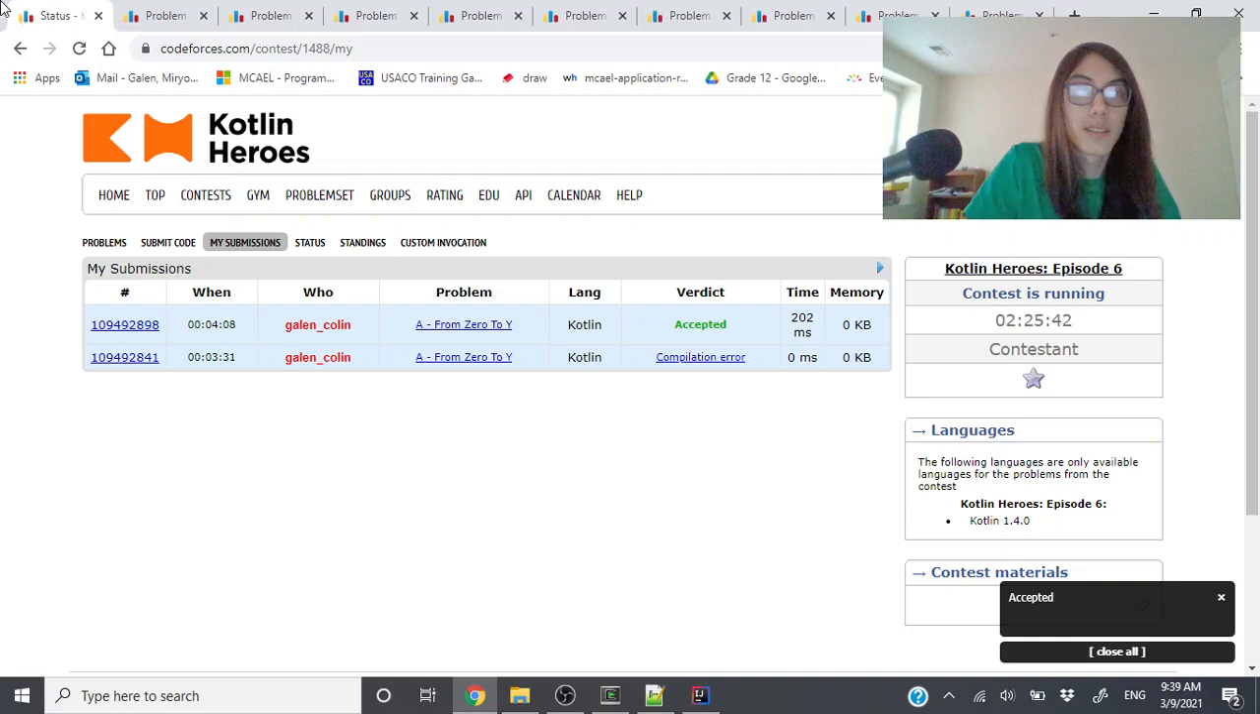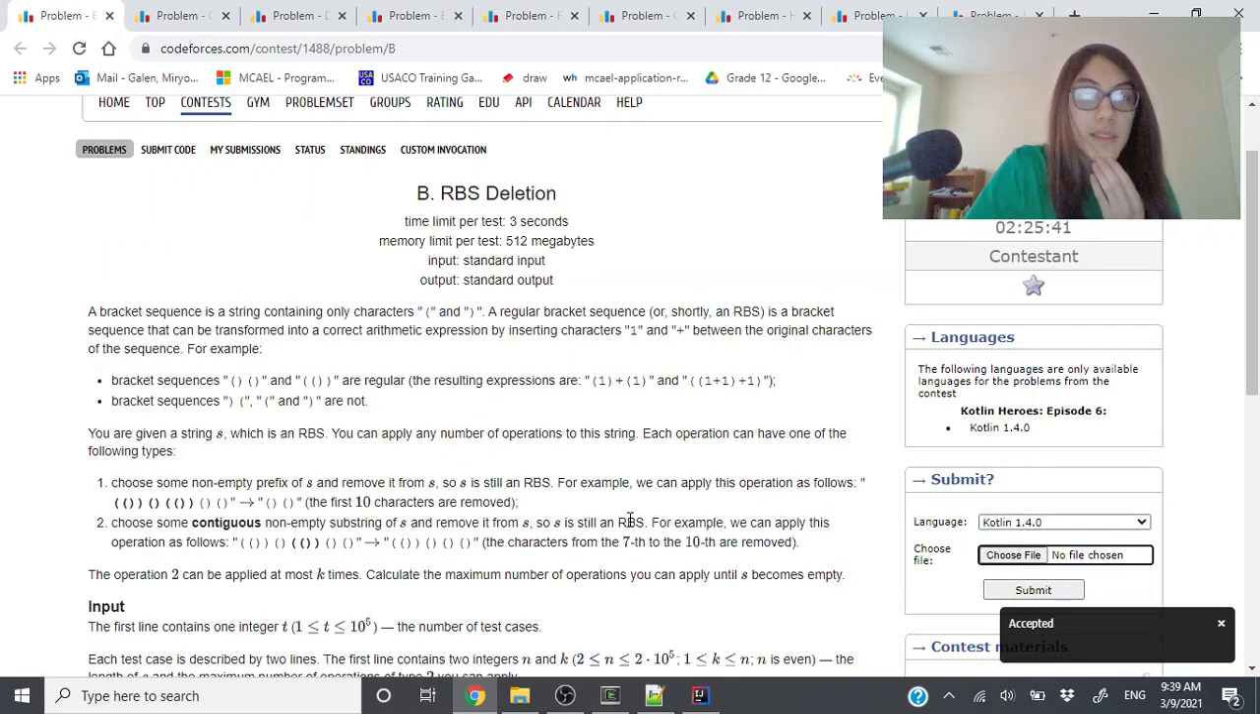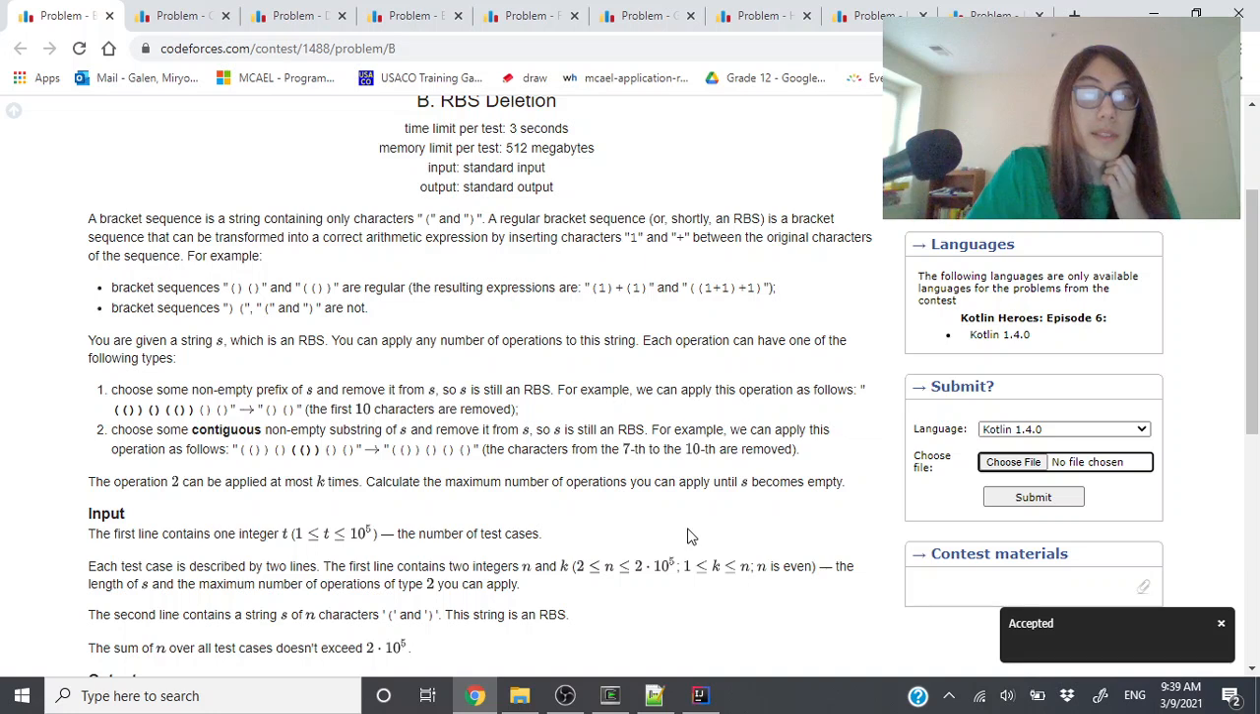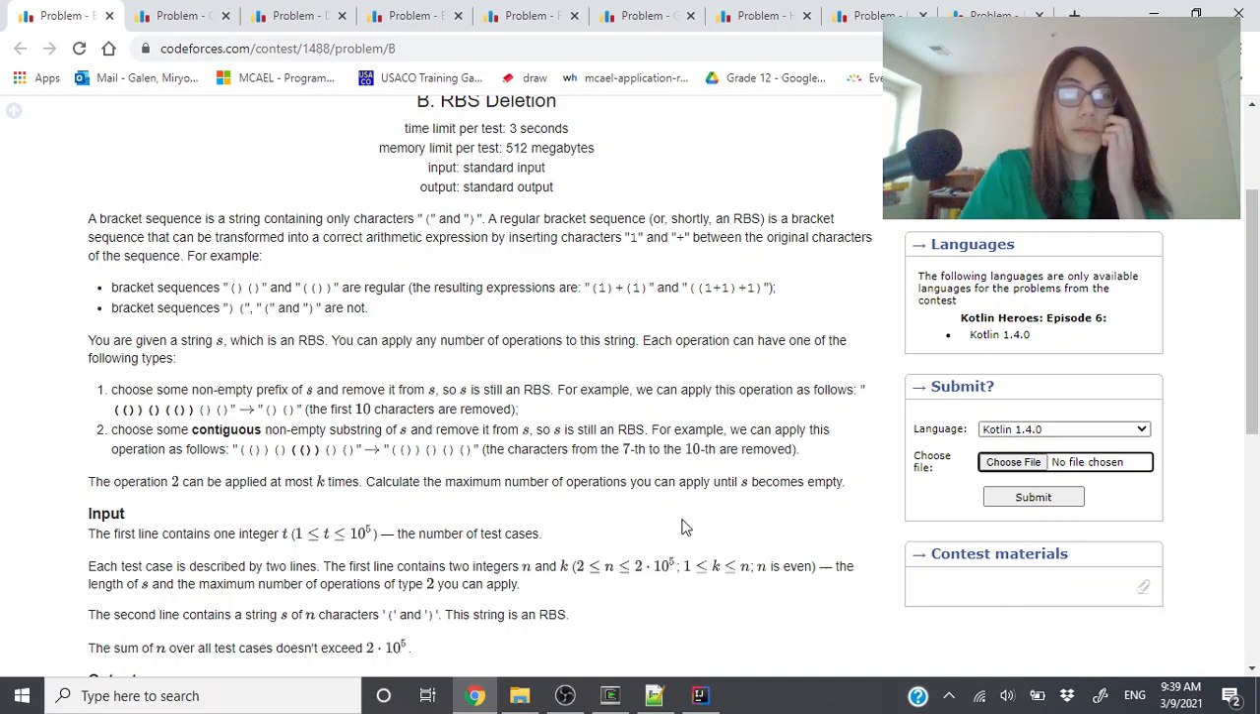Okay. RBS deletion. Alright. So we got some bracket sequence stuff. How's that time? 202 milliseconds. Okay. You're given a string. You can choose a prefix. You can choose a non-empty substring. Look at the maximum number of operations you can apply until S becomes empty. The maximum.